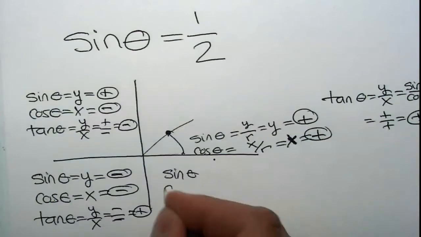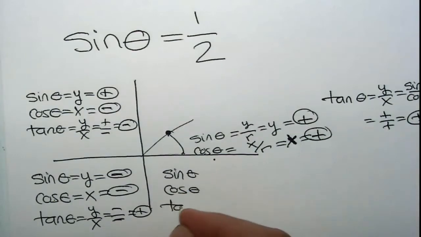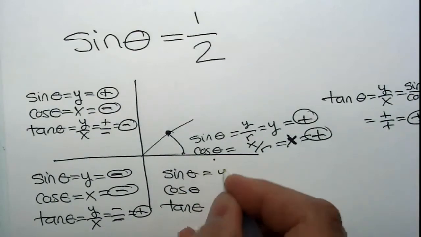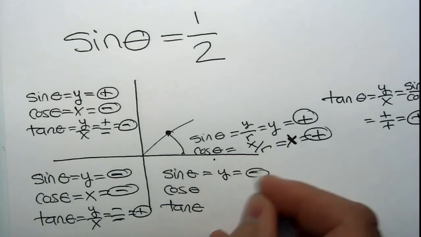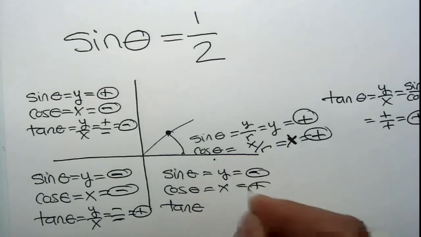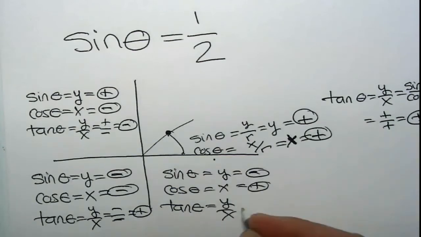And let's finish this off for quadrant 4. Sine is y, negative. Cosine is x, positive. Tangent is y over x. That would be y over x, which is negative.